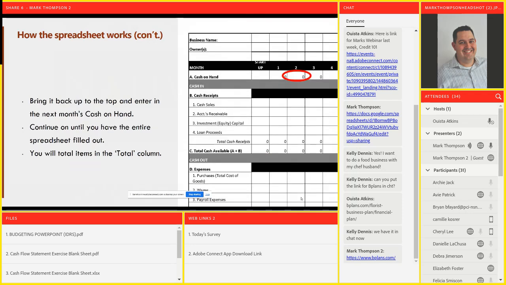And then what we do is whatever's down there at the bottom of that statement, in G, we just bring that up, and whatever it ends at in G for the month, we start the next month with that cash on hand.